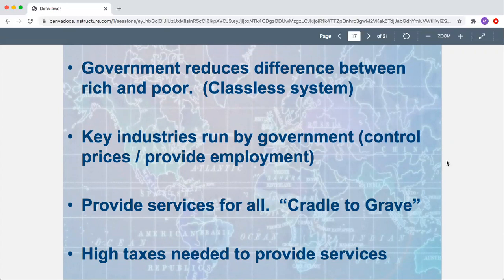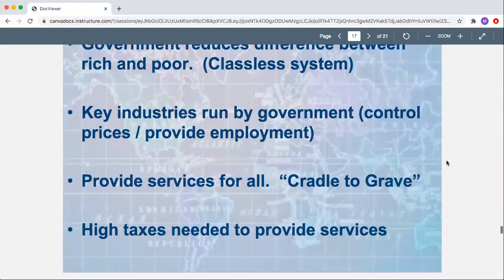It's kind of like taking a little bit of the command economy, whereas it's run by government, and then they take a bit of the market economy where they are high tax. So it provides services to all people, which makes it in the middle.